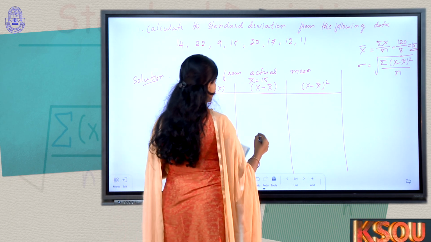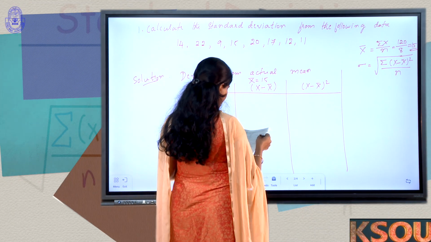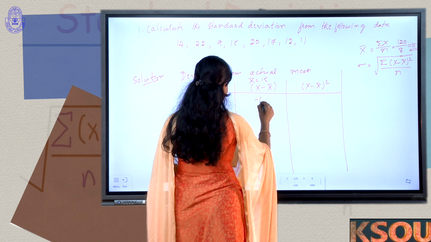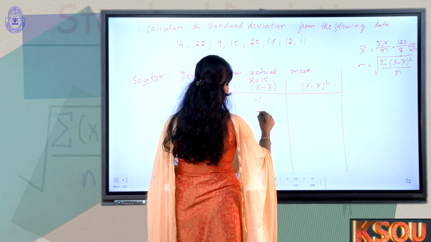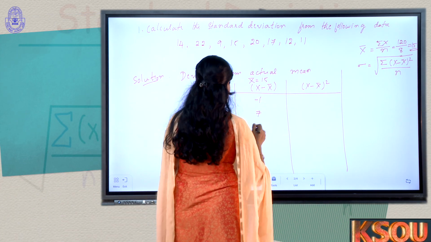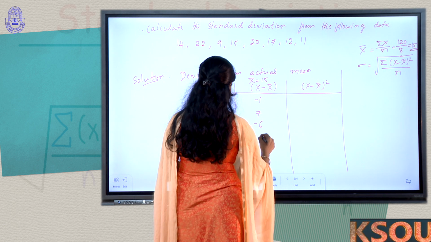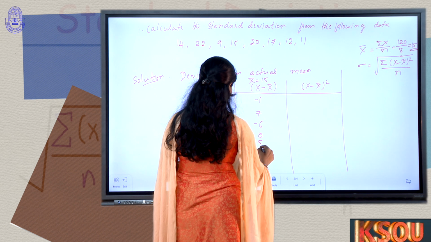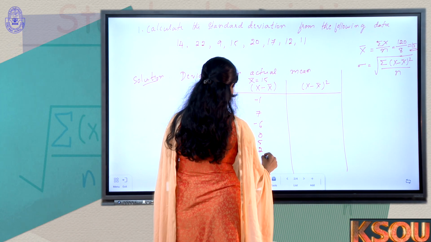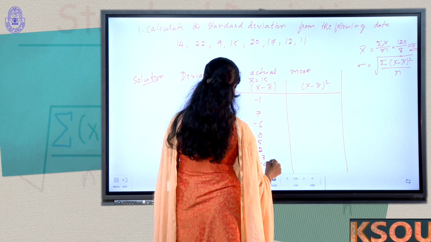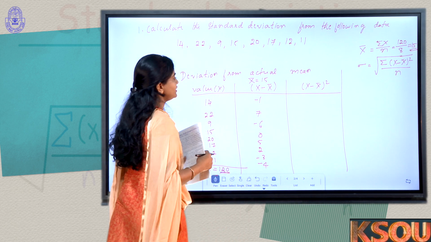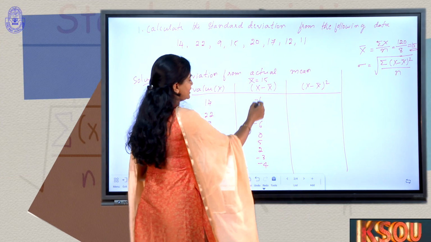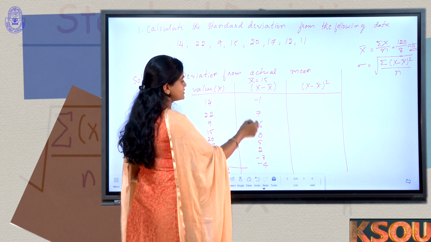If we do like this, we will be getting the values: for the first one minus 1, for the second one 7, then minus 6, 0, 5, 2, minus 3 and minus 4. So now we will have to square these values.